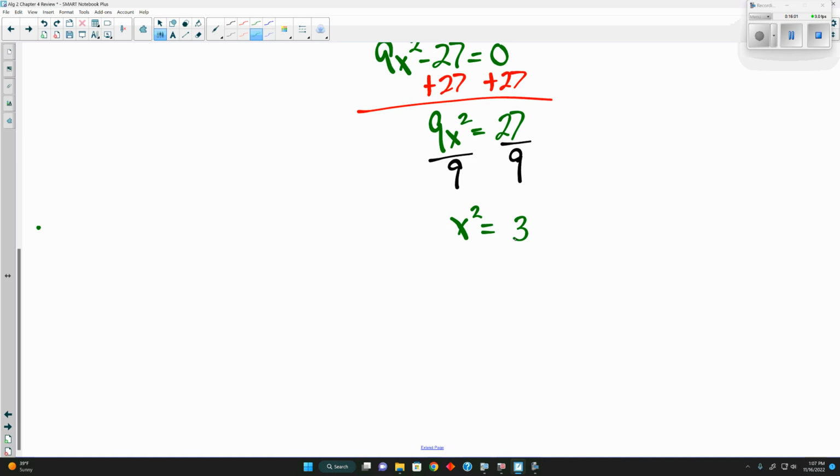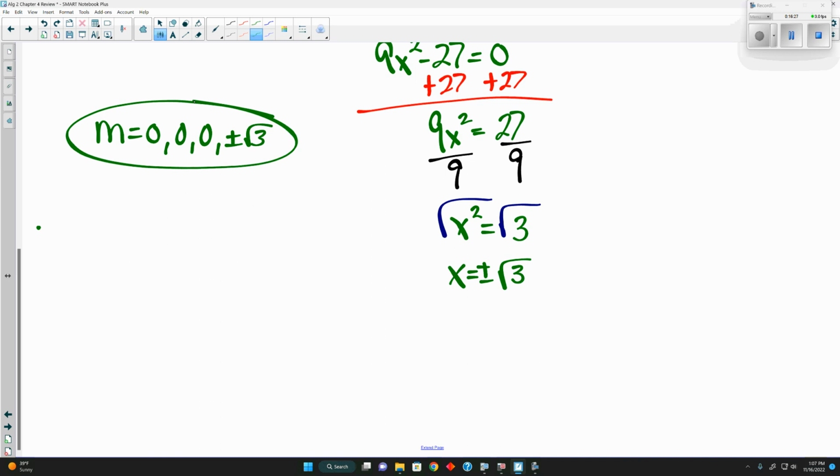Now what can we do? Square root both sides. Almost. Plus or minus square root of 3. So m is equal to 0, 0, 0, comma, plus or minus square root of 3. And those are our solutions. Questions on this here?